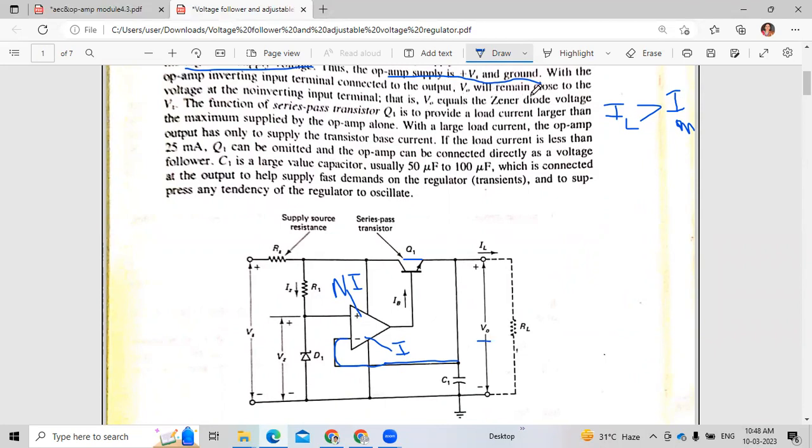So V0 will remain close to Vz. The main function of the series pass transistor Q1 is to provide a load current larger than the maximum supplied by the op-amp. And here, the inverting terminal is connected to V0 and the non-inverting terminal is connected to the Zener diode D1.